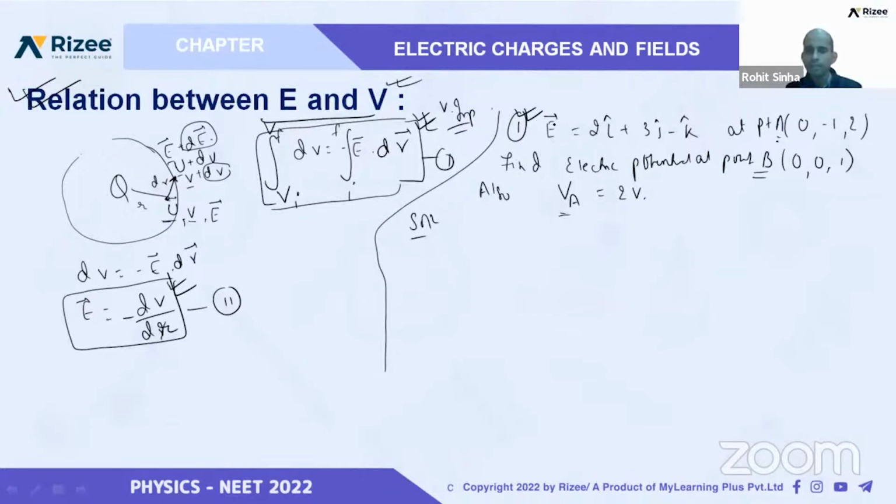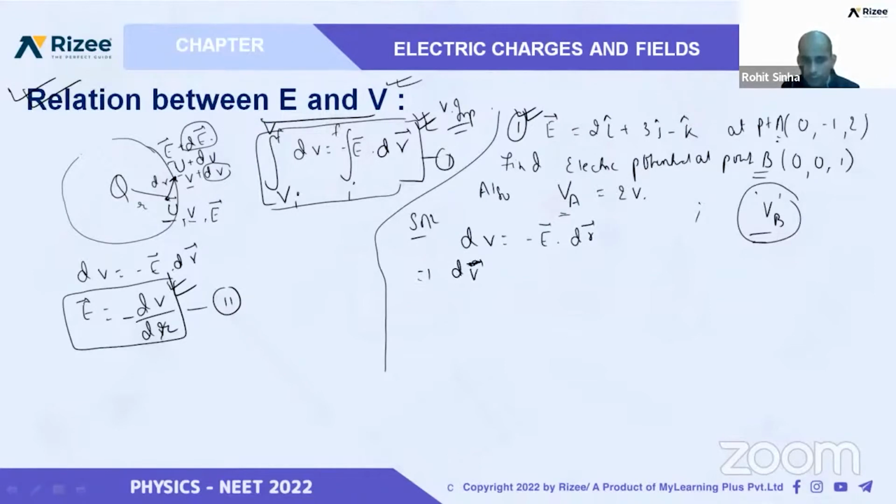So let us solve this question. You also try with me. The question is that you have to find VB, that is the electric potential at B. We know what to do, since it is given. Look at the step: dV is equal to minus E dot dr. In this step, we replace it like this.